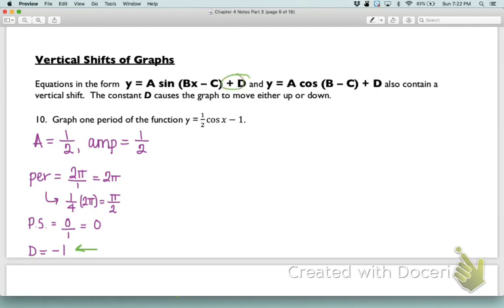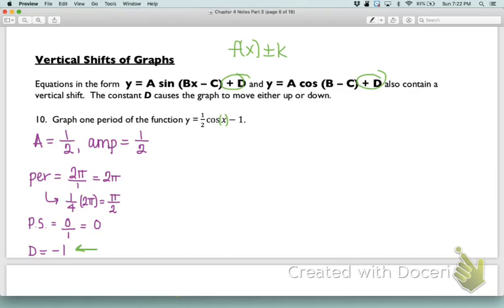And d is going to be whatever you add or subtract at the end. It's exactly the same as with our functions when we did f of x plus or minus k. That shifted your graph up or down. Now, I know that this is d and not c because there's no parentheses here. If there was parentheses, then c would be positive 1. But without the parentheses, that means that the cosine is finished. And now we're on to a new number, okay?